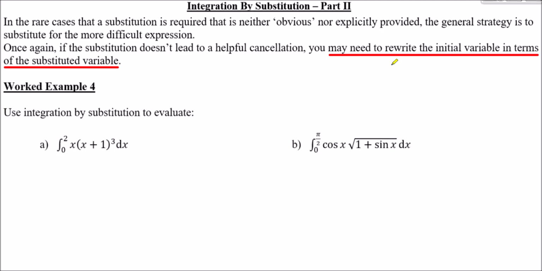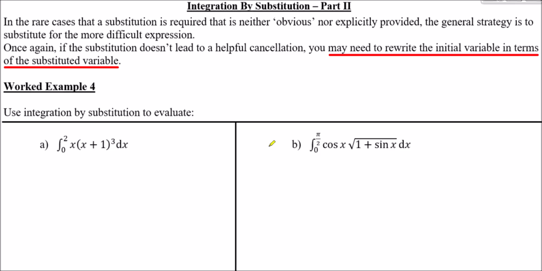So, a and b. These ones are definite integrals. So it says here we must use integration by substitution to evaluate these. So even though you could do this by expanding out, not that I'd say that would be wise at all, you must do as a question asks. So a and b, let's try these two. Just section them out so we don't get in the way of each other.